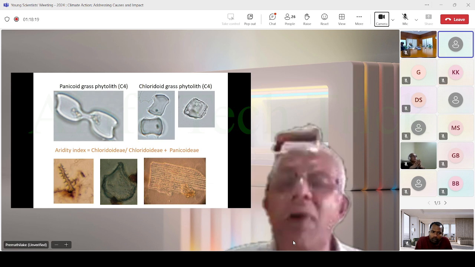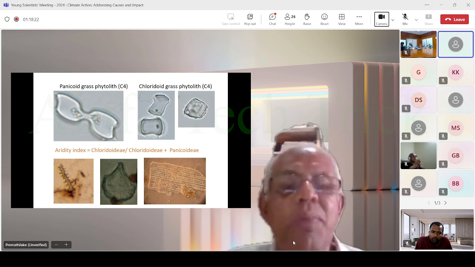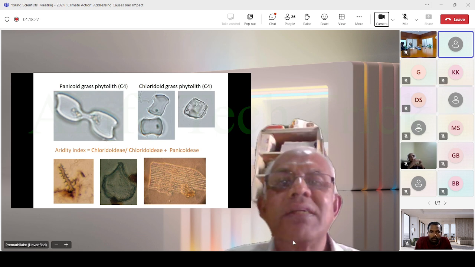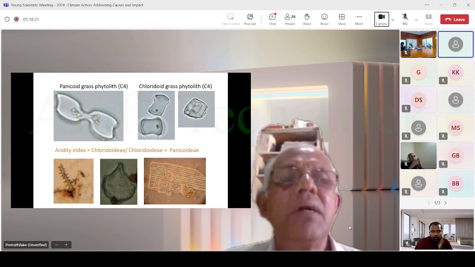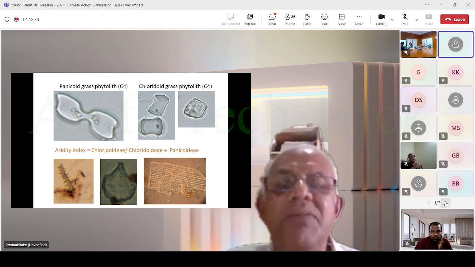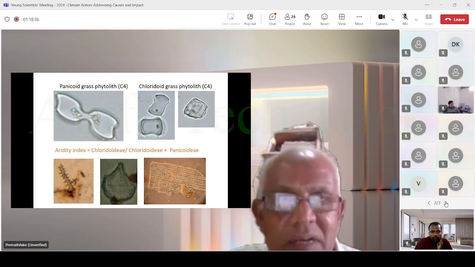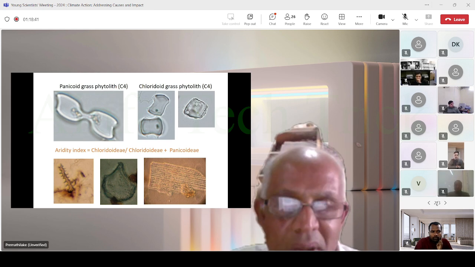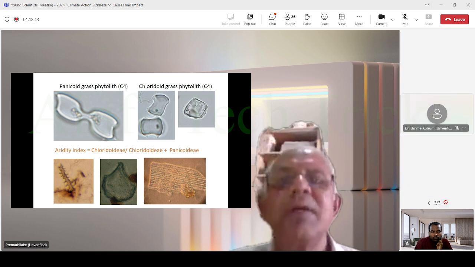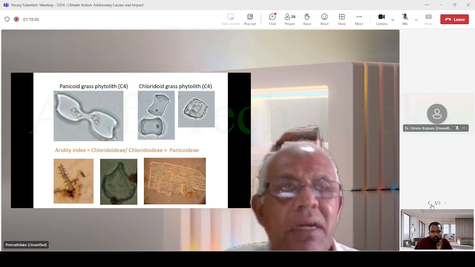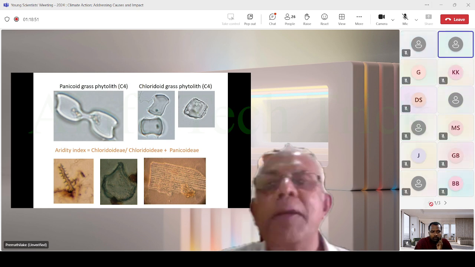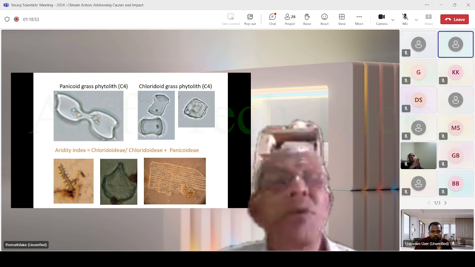Then, of course, this phytolith we can group according to their morphotypes and morphological changes. Usually panicoid grasses produce a particular type of phytolith. Chloridoid type grasses produce another particular type of phytolith. Both are C4 plants. Everybody is familiar with the plant systems. Usually grasses divide into 3 systems: C3 plant, C4 plant, CAM plant. These plant systems are excellent indicators for understanding climate and environmental changes. The C4 plants usually produce panicoid and chloridoid type phytoliths.